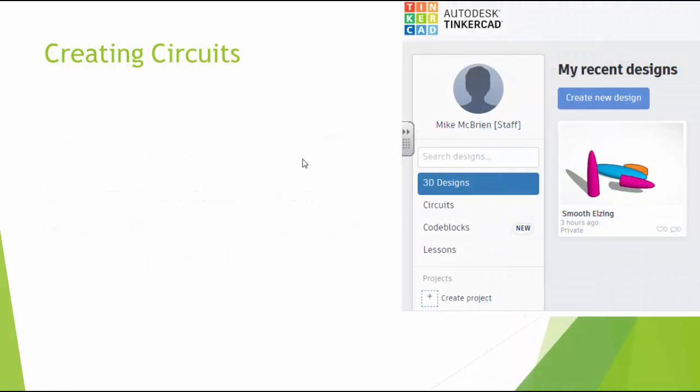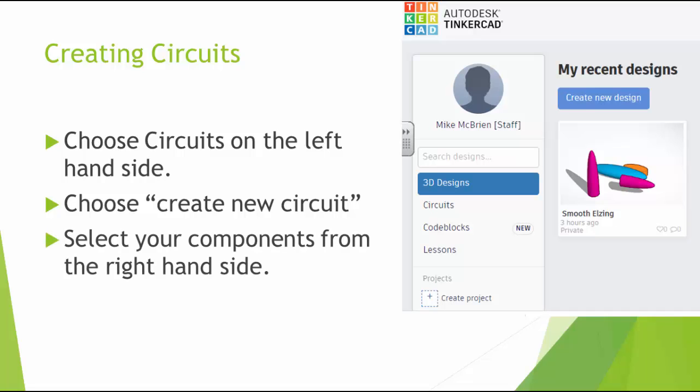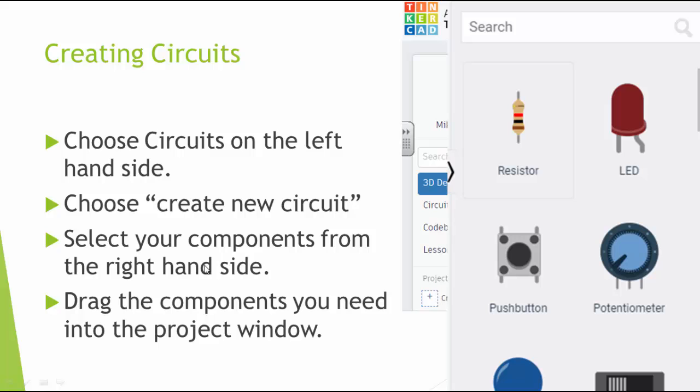Okay, so now once you've logged in, there are a bunch of different options for you to navigate. And what you want to do is move down to circuits. Choose circuits so that you can go ahead and use the circuit simulator today. Once you've done this, you can choose create new circuit, and this will create a project view for you to start work. Once you've done this, you can select your components from the right-hand side and drag these components into your project window in order to construct your circuit.